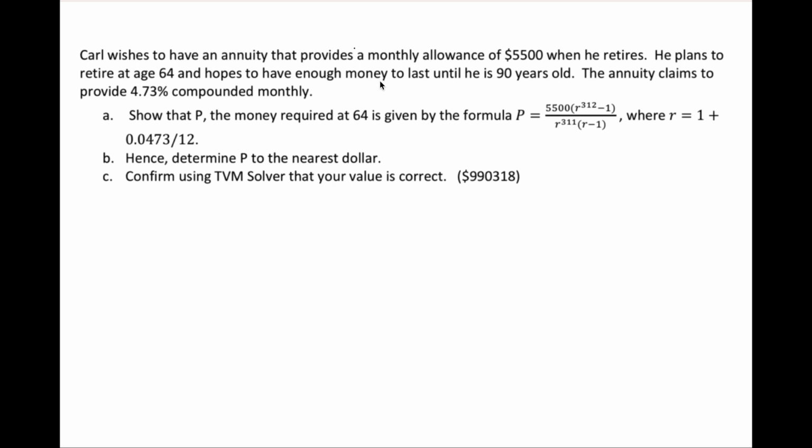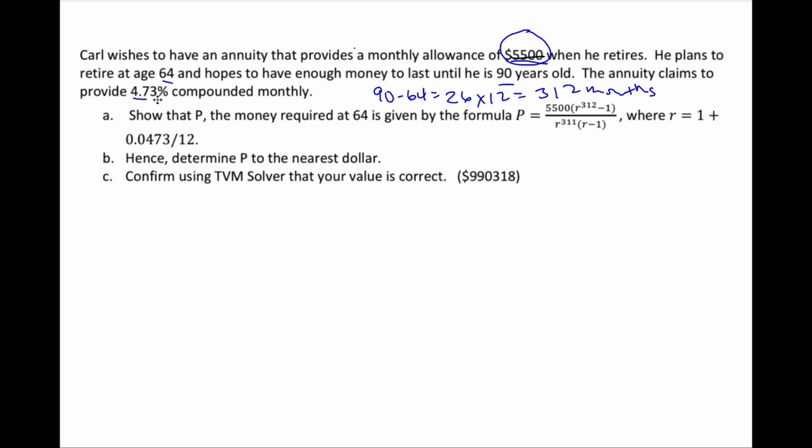So here we are. Carl wishes to have an annuity that provides a monthly allowance of $5,500 when he retires. So that's what he wants to make every month. He plans to retire at 64 and have enough money to last until he's 90. So if I go 90 minus 64, I already know that that is 26 years, times 12 months is 312 months in total. Well, that might be where this 312 comes from.